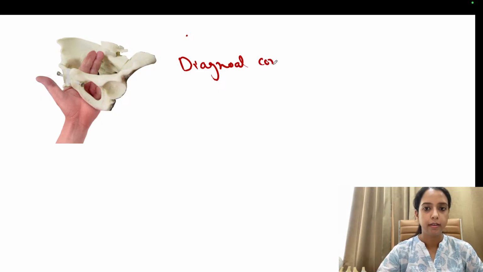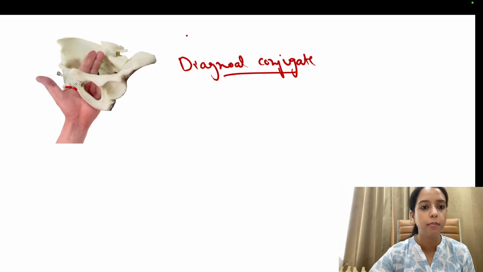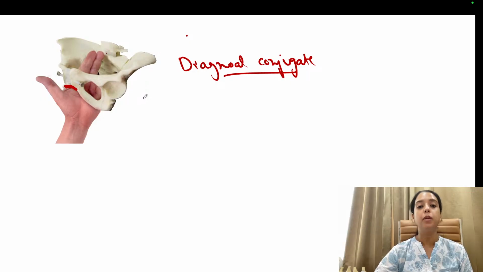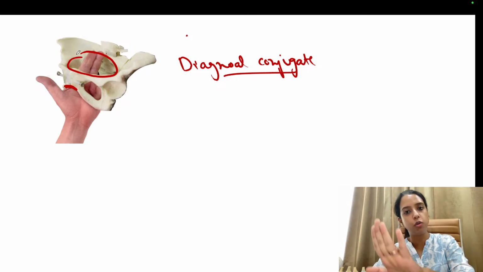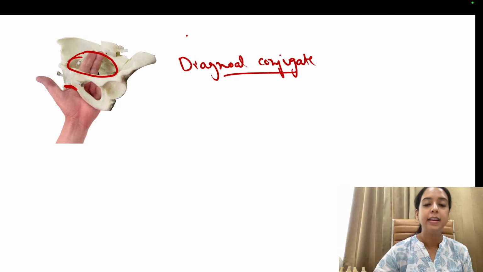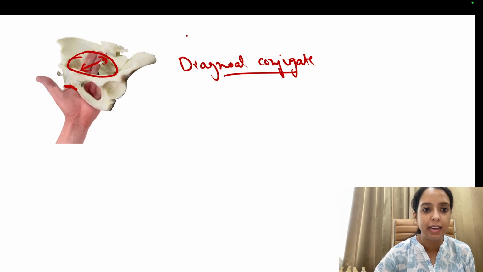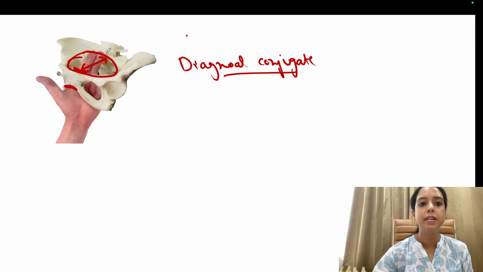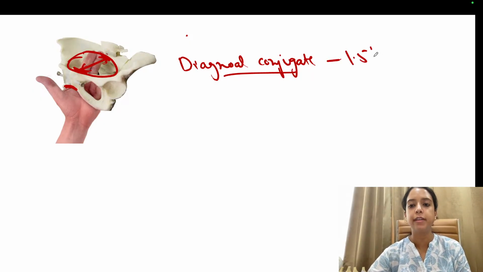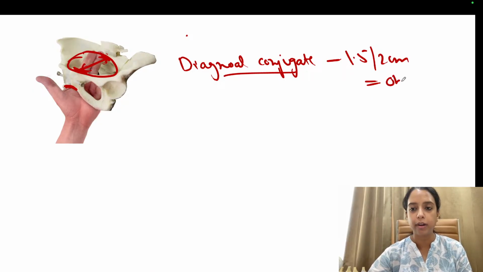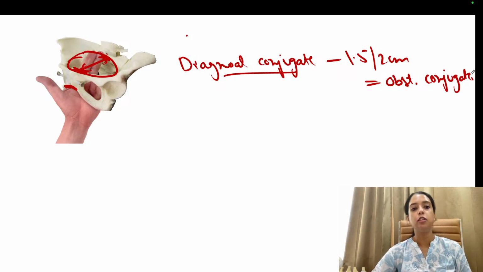Correct, diagonal conjugate. Diagonal conjugate is a diameter which I can measure clinically. I can insert my hand from the lower border of pubic symphysis till sacral promontory. But what I want to know is, in the inlet, my baby is not entering the inlet. I do not measure diagonal conjugate in everyone. When the baby is not entering the inlet, I want to know कि भाई inlet is sufficient or not. I want to measure the diameter of inlet, which is from the superior border of pubic symphysis to sacral promontory. I can't measure it. So I measure diagonal conjugate. When I subtract 1.5 to 2 centimeter, what I get is obstetrical conjugate. ठीक है? What I get is obstetrical conjugate.